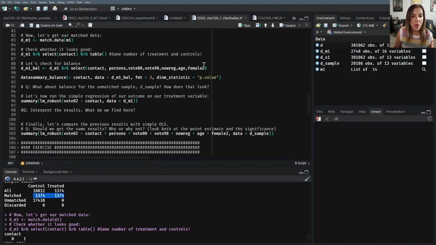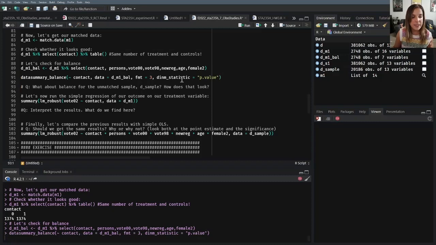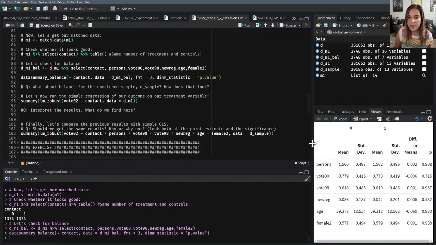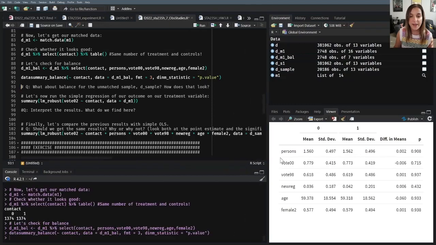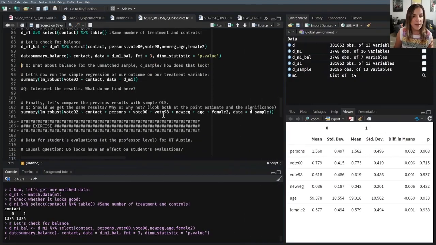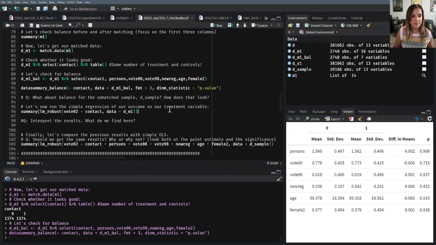With this, we can also build a balance table just as we did for an RCT. So let's just select our covariates and build our balance table. As you can see, this is basically our new balance table for our matched data. This is again not an RCT, but as you can see, differences are very small. All p-values are very large, so this is good. Our two groups are actually balanced. Okay, great. So how do we actually analyze this?